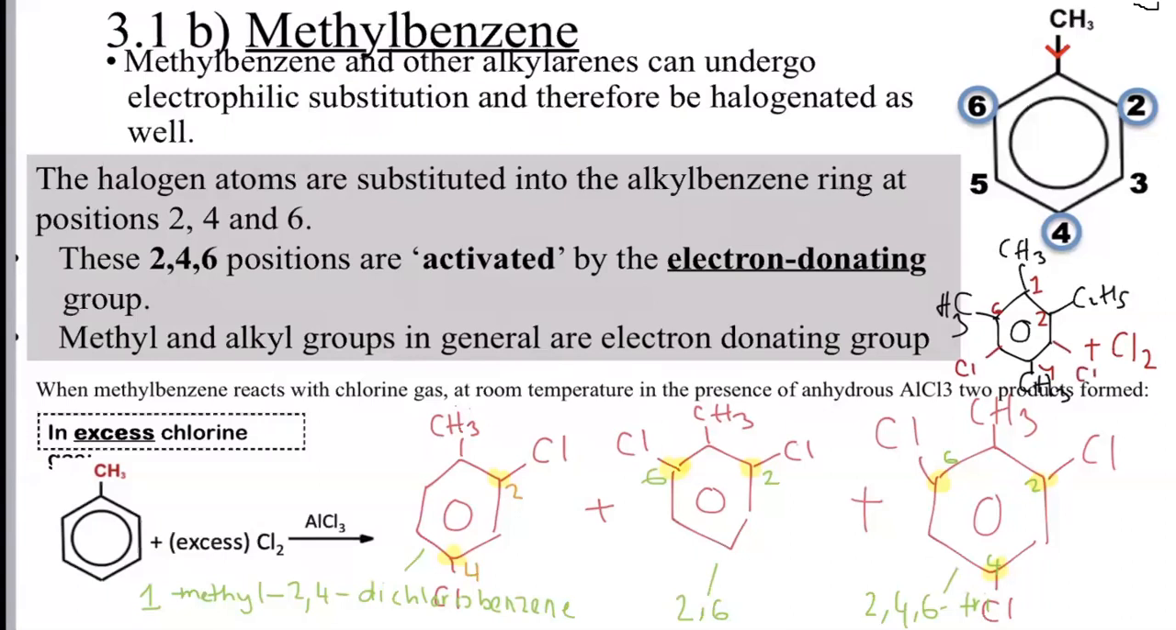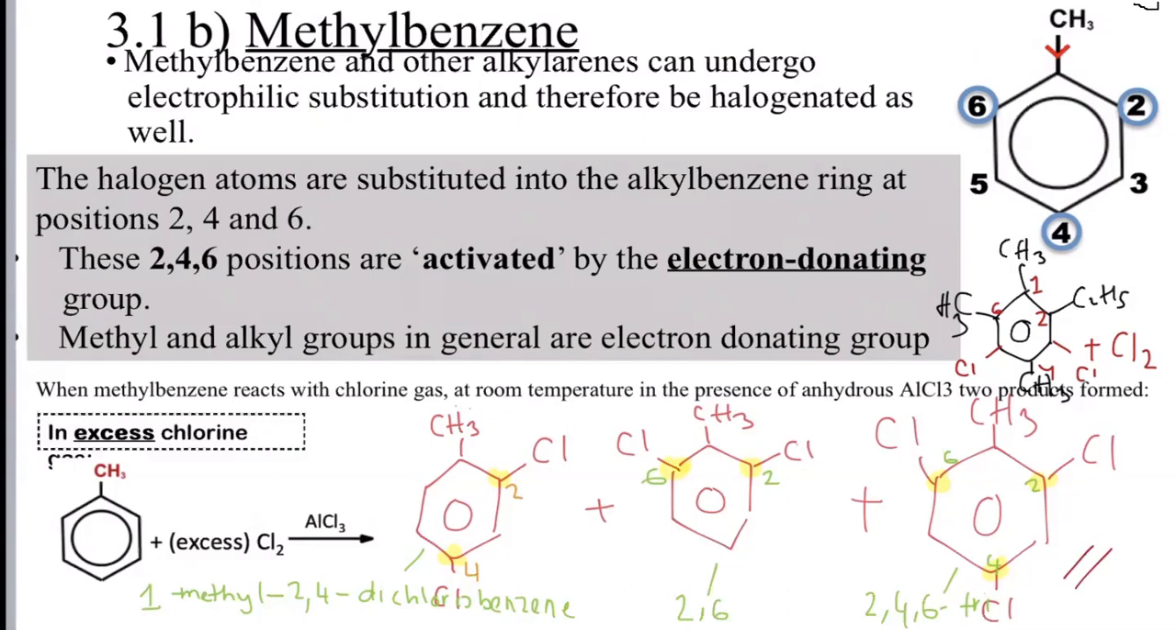Okay, so that's like your last resort, right? While your 2,4,6 is empty, your chlorine will sit on 2,4,6. Even in excess, they will sit on 2,4,6, unless you force them to a further reaction. But otherwise, you will just stop them at 2,4,6 position. Okay, that's a good question, Ben.